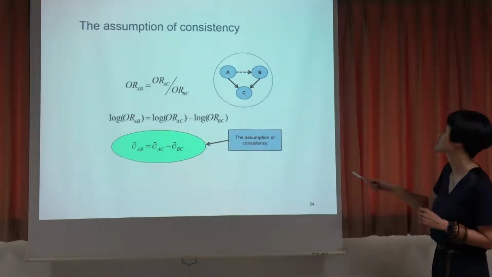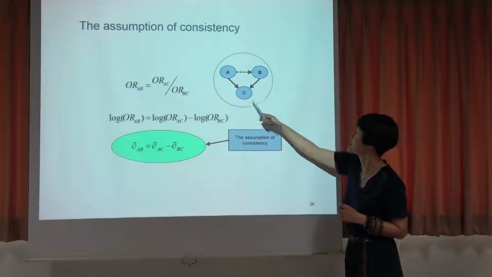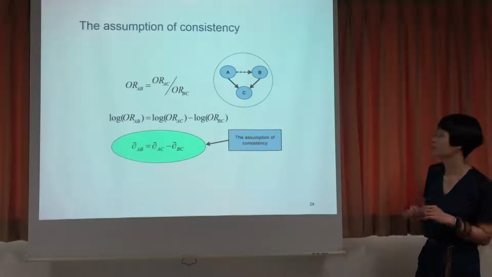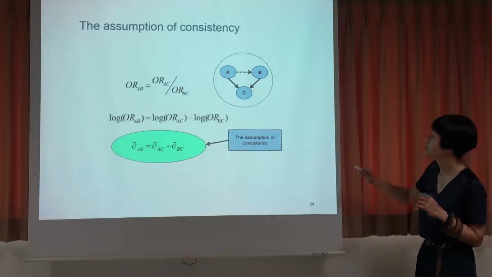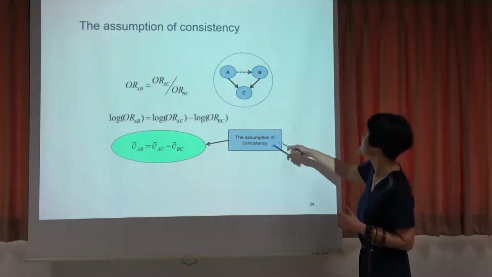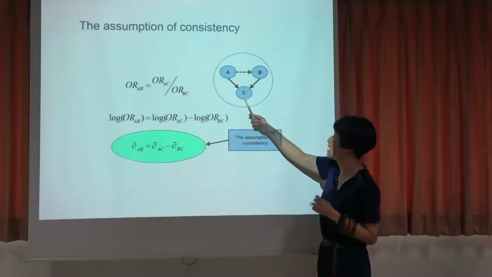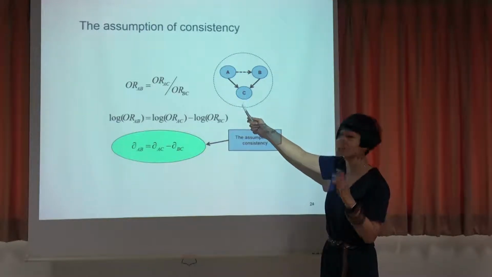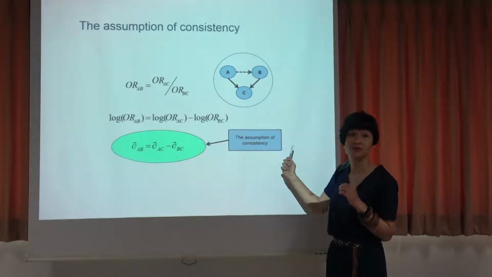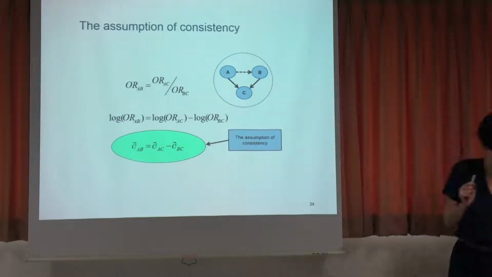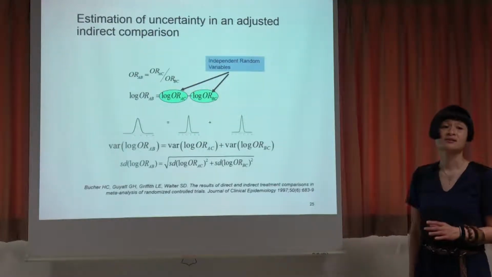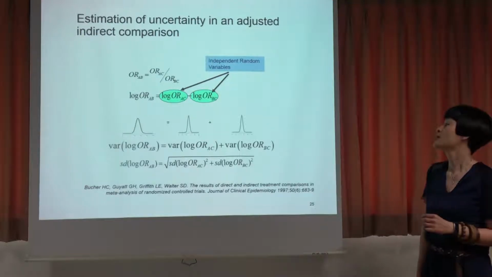So basically, it's assuming that these studies are all consistent. They're all measuring the same thing. And the common comparator here is C. So when you're comparing A and C, that C is the same as the C when you're comparing B and C from the two trials. So that's really important. And it's very, very similar to what we talk about in pairwise meta-analysis.